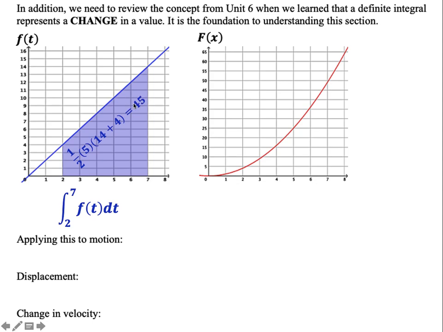And that 45 represents a change in a value. It represents a change in the antiderivative value, big F. Since we went from 2 to 7, it represents the value of the function big F at 7, which is 49, minus the value of big F at 2, where we began, which is 4. So if we notice, when we integrate, or find the area under the curve, we get 45. If we take the difference of the two antiderivative values, the big F's, 49 minus 4 is also 45. So that's why we say that integration represents a change in a value.